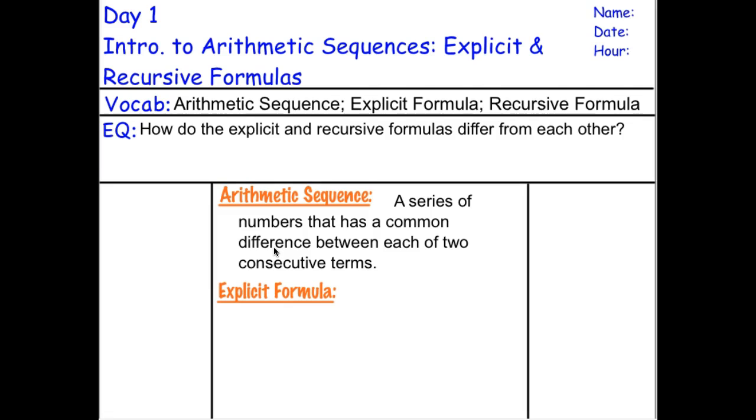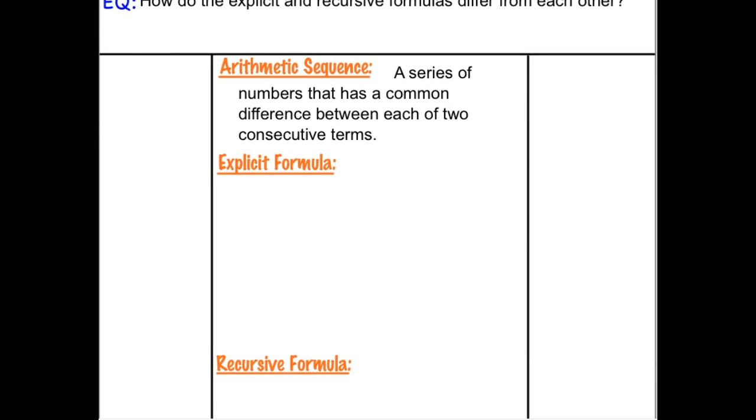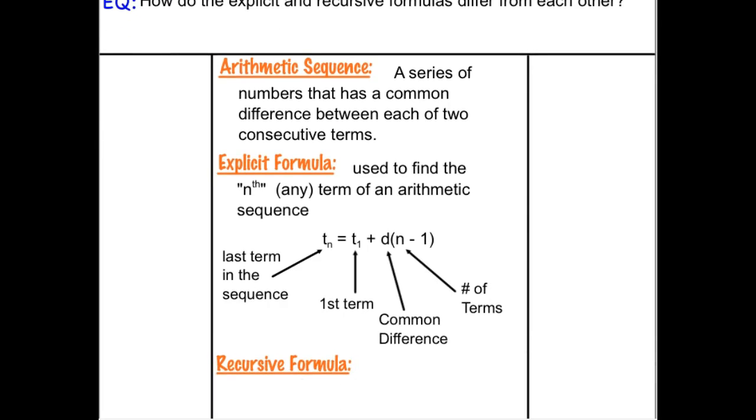Then we go on to explicit formula, which states used to find the nth, any term, in an arithmetic sequence. So the last term in the sequence would be Tn equals T1 plus D parentheses n minus 1. So the T1 is the first term, D is the common difference, and n is the number of terms.